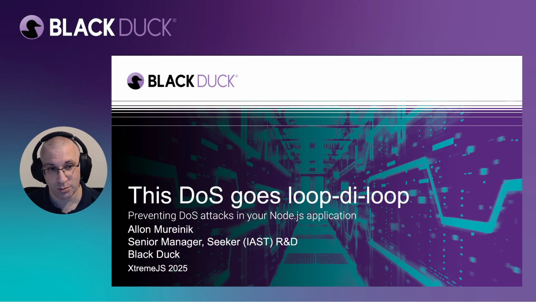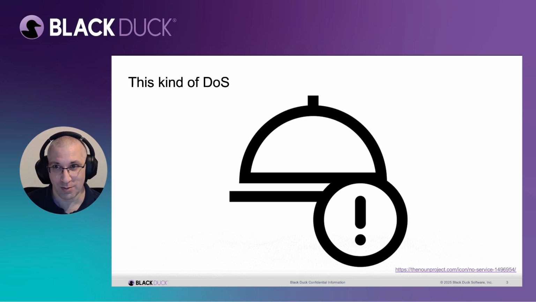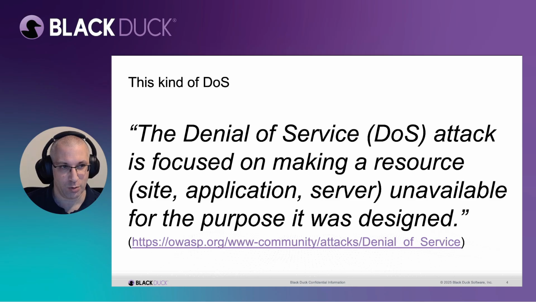Instead, today I want to talk about application security, or at least a very small aspect of it, specifically DoS attacks. And for those of you who are kind of cringing right now, no, I don't mean that outdated operating system. I mean this kind of DoS, denial of service. So if we go straight to the horse's mouth, OWASP defines denial of service as an attack that is focused on making a resource, such as a site, an application, or server, unavailable for the purpose it was designed.